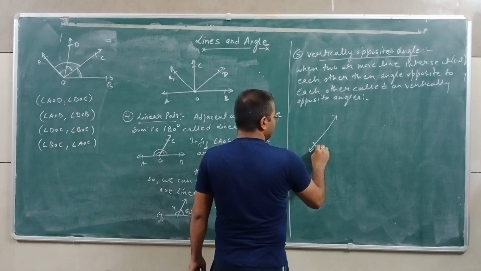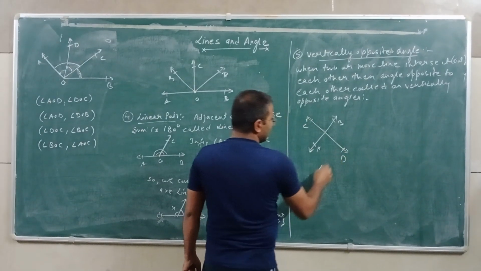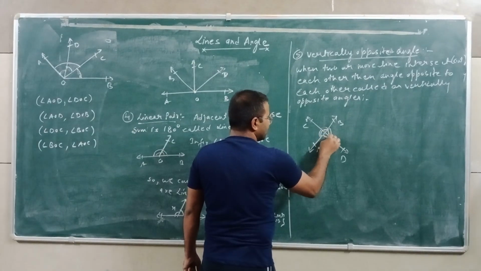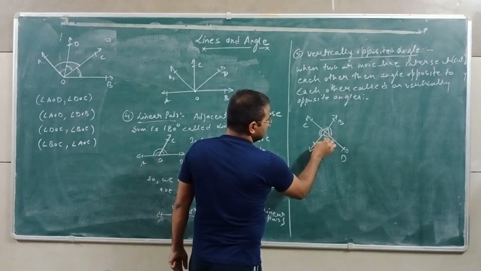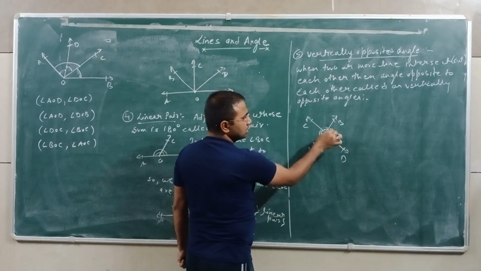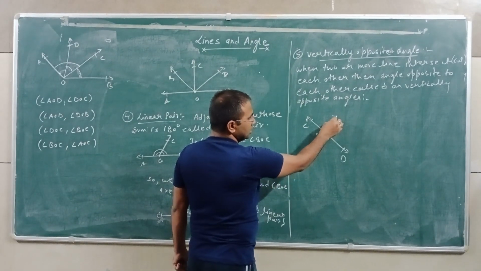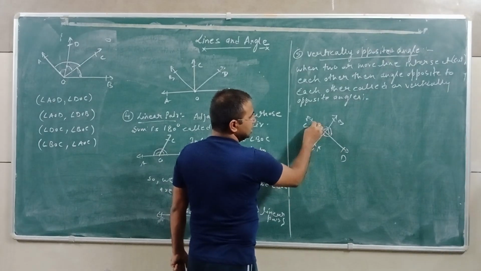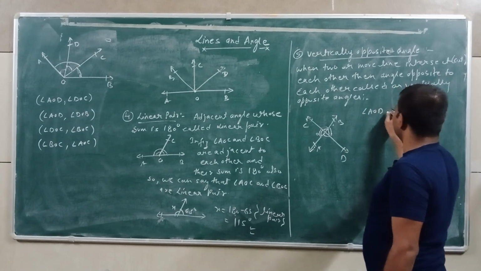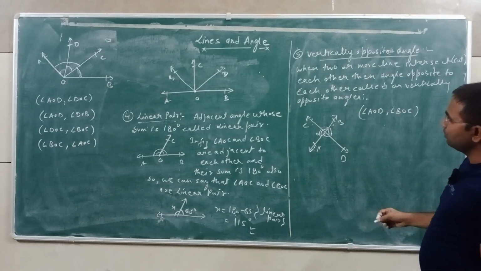Suppose this is line AB and this is line CD. Now you can see four angles are formed. See, this angle is opposite to this angle, and this angle is opposite to this angle. So angle COB is opposite to angle AOD, meaning COB and AOD are vertically opposite angles. Here you will write angle AOD and angle BOC. Both are vertically opposite angles.